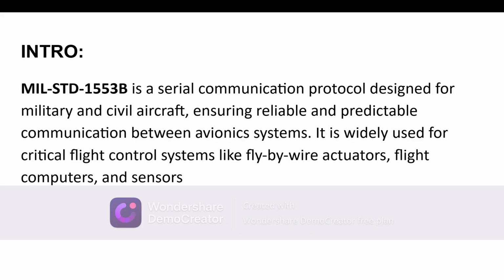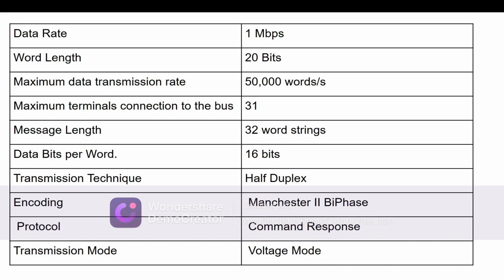MIL-STD-1553B and ARINC-429 is a serial communication protocol designed for military and civil aircraft, ensuring reliable and predictable communication between avionics systems. It is widely used for critical flight control systems like fly-by-wire actuators, flight computers, and sensors. These are the specification overview.